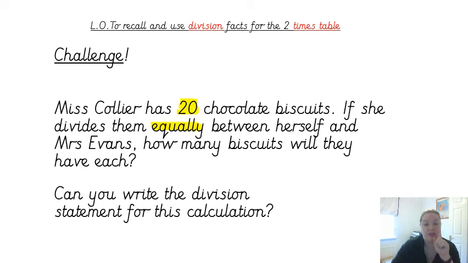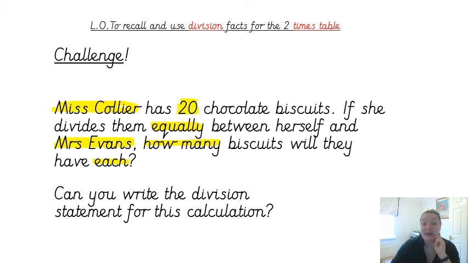So the first thing we need to do is we've got 20, and we have how many people? We have Miss Collier, we have me, and also we have Mrs. Evans. So we have 2 people and 20 biscuits. And we need to work out, and this is what the most important bit is, how many each? How many will they have each?